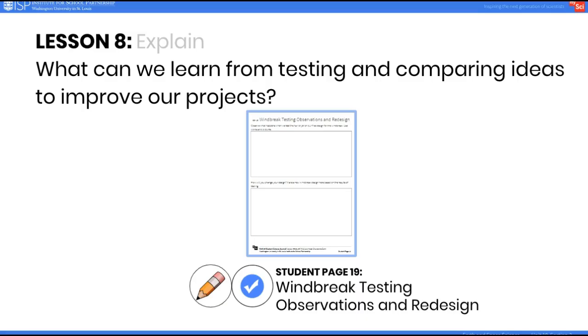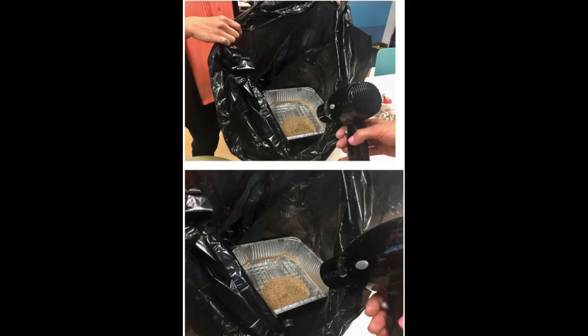In the Explain, student teams will test their windbreaks, give and receive feedback. Set up the testing station by adding sand to the large foil pan. Place the tray inside the large bag to catch any sand that may blow out of the tray.